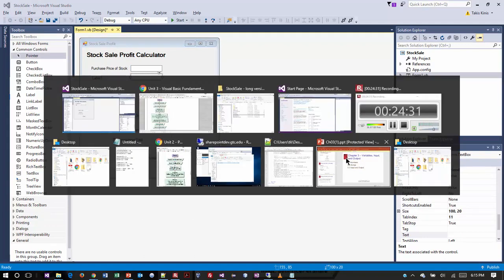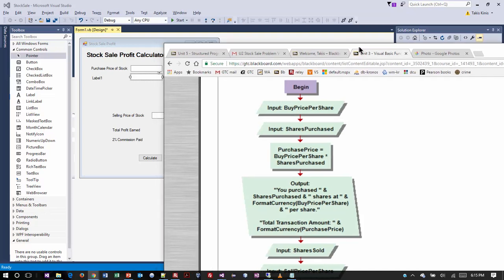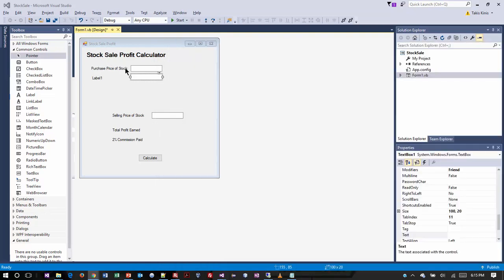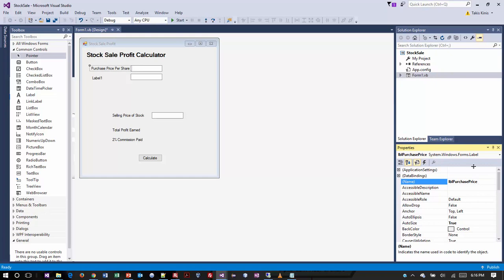All right, so back to the pseudocode. I'm looking for the buy price per share. So I might actually just kind of reword this first label. So I'm going to click on it to just change the wording here. I'm going to say purchase price per share. Then I'm also going to scroll up to the top and change the label, and it says label purchase price, and I'm going to add to it once again per share.